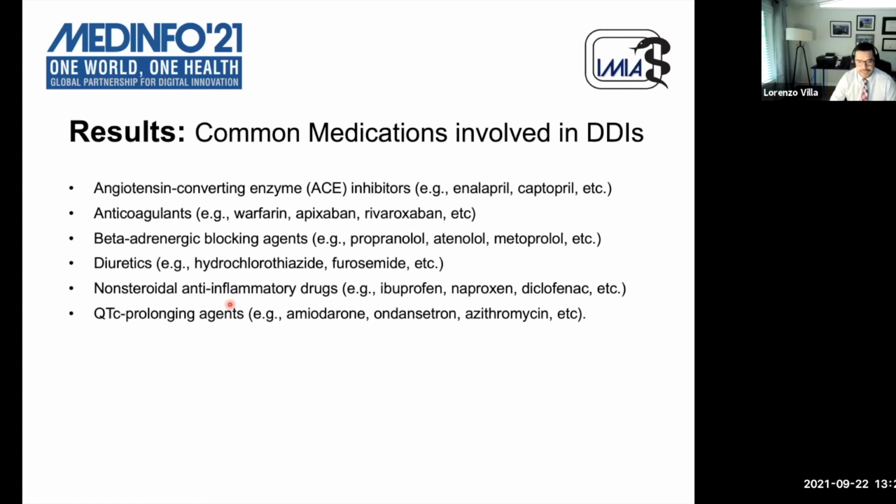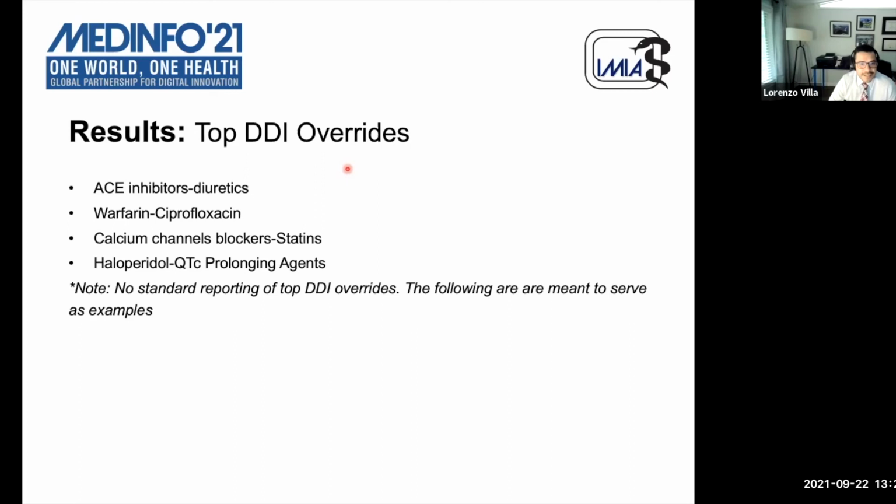So they're using this medication in a chronic way. And then the top DDI overrides. So again, here are some examples, right, of DDI overrides, and the following are not meant to be served as just an example, as I said. So for example, ACE inhibitors and diuretics, or warfarin and ciprofloxacin, right?